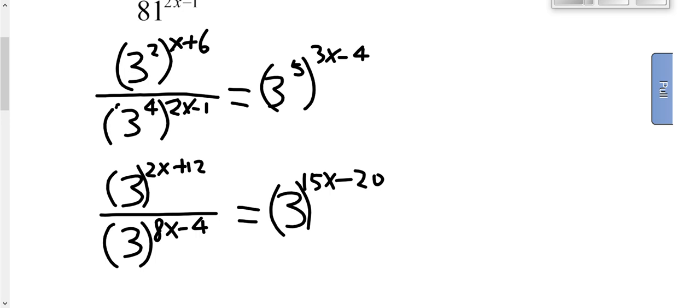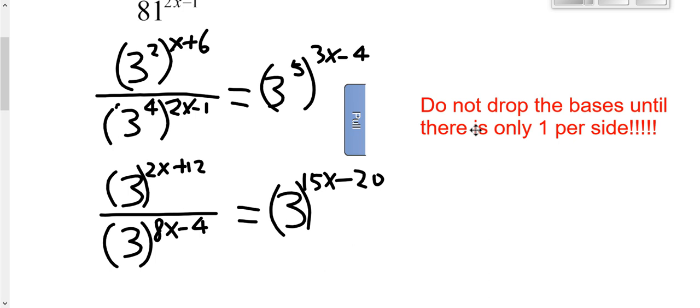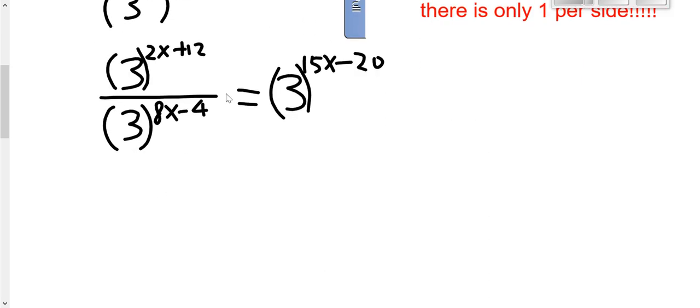So most of you will probably think that we can drop the bases now because they are all the same, and we have distributed the exponent inside to the exponent outside, but nope, don't do that. Do not drop the bases until there is only one per side, because if you drop the bases now, that's an incorrect method. Okay, so we have only one base on the right, but we have 2 bases of 3 on the left. So let's simplify this.